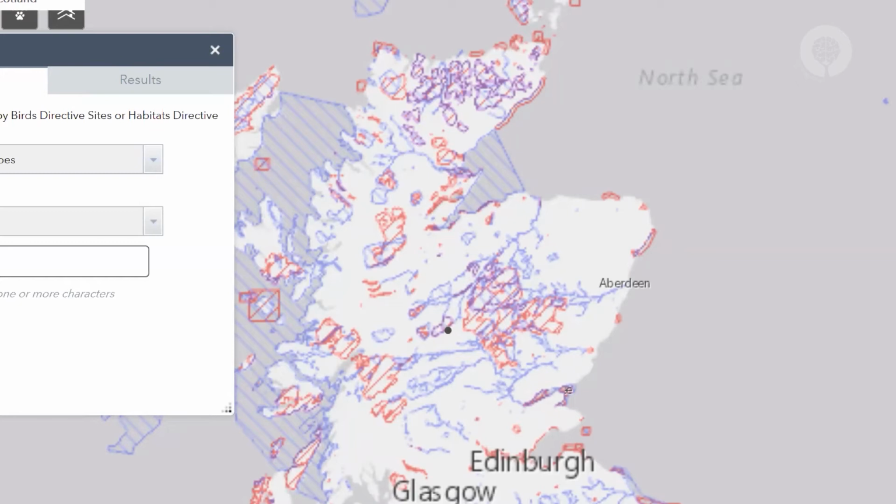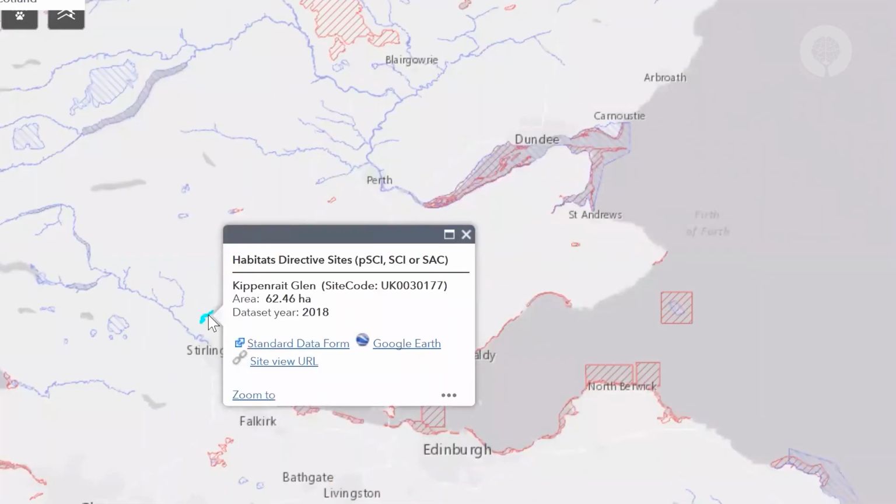So if you can see, I'm heading for the town of Stirling, because that's where I come from. I can see a tiny little Natura 2000 site just here that I want to examine a bit more closely. So I'm going to click on that. It's looking for the Natura 2000 site, and what will come up, hopefully, is a little mini description of that site.